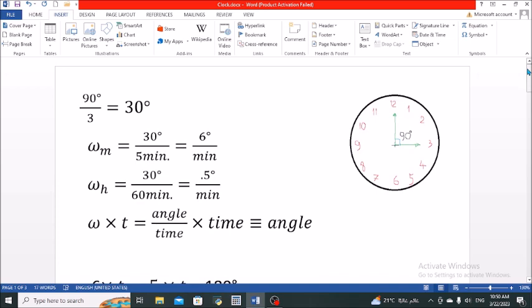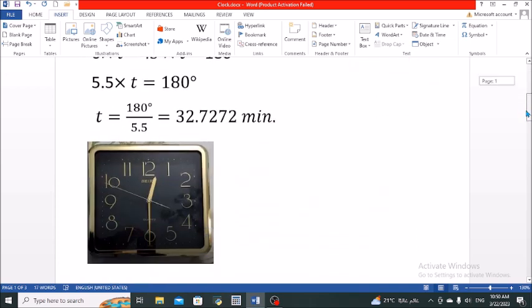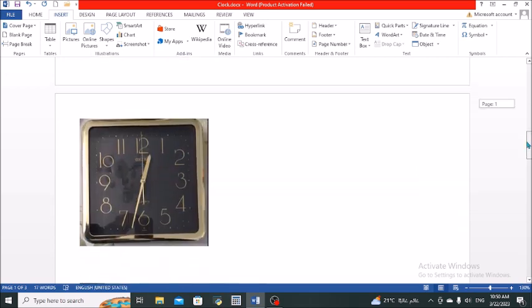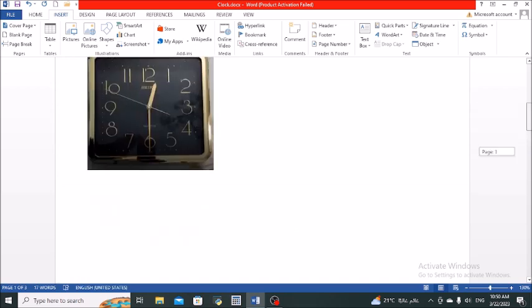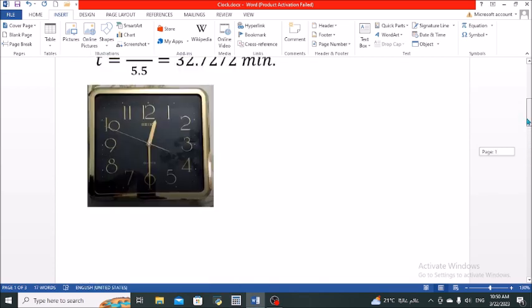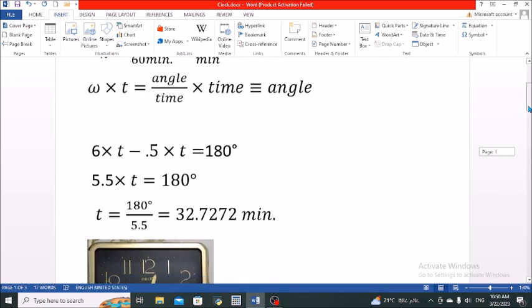Now, how to calculate when the pointers are collinear? Let's take an example. Here is the watch at 12:30. Do you think they are collinear? Surely they are not. They would be collinear somewhere here. How to calculate it exactly? We will not rely on our eyes.